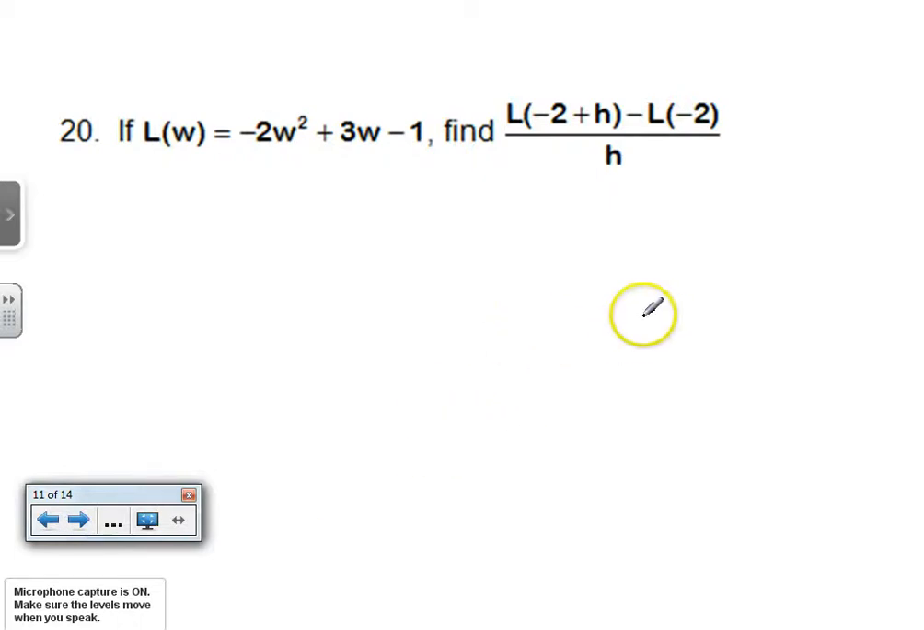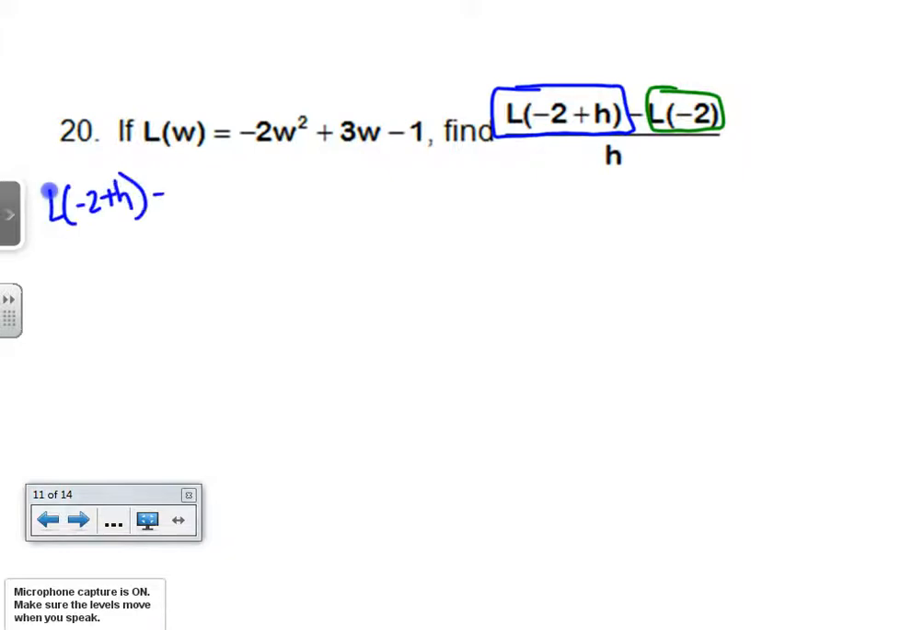And number 20, whew, same thing. So first we're going to calculate L of negative 2 plus h. Then we're going to calculate L of negative 2. We're going to subtract them and divide by h. So let us begin with the blue part, which is L of negative 2 plus h.